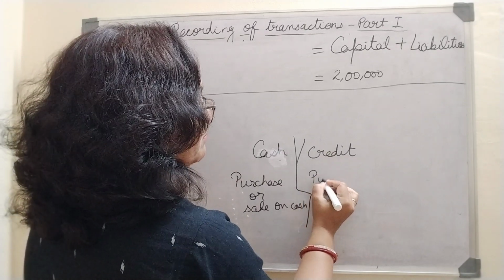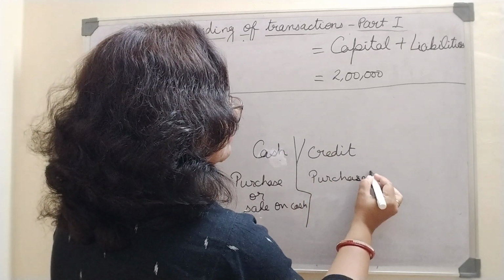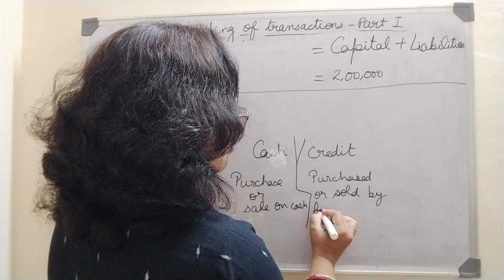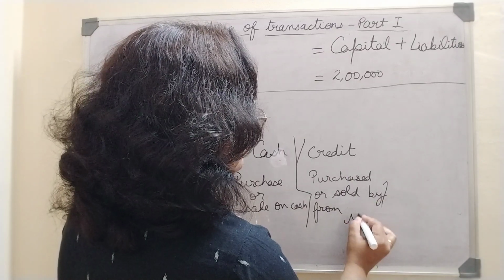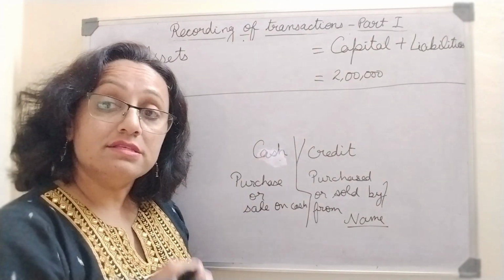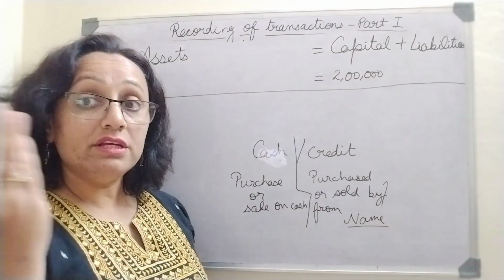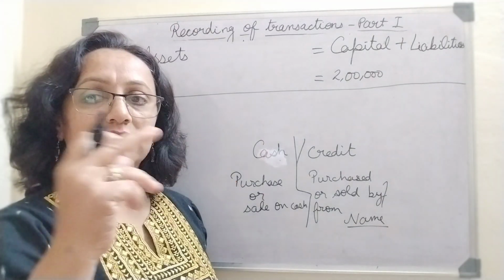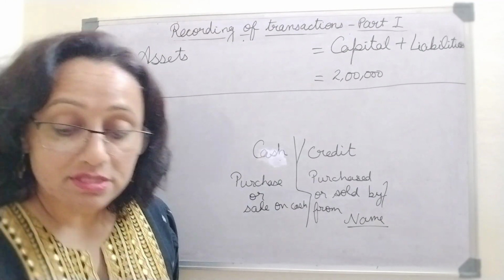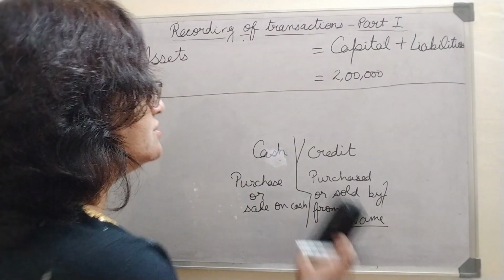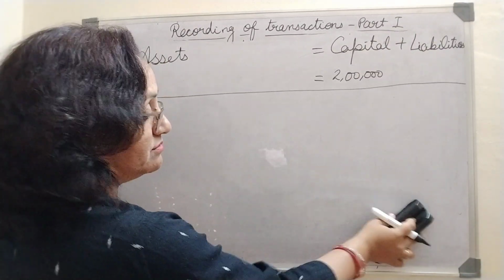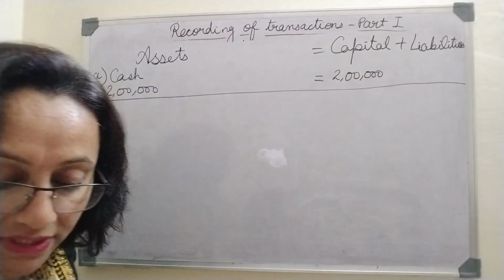Otherwise, purchased or sold by or from and name of a person is mentioned without the word cash, then we consider it as credit purchase or sale. Then what is affected? Two people, debtors, creditors, right? That depends on purchase or sale. I think it is clear to you. Now this transaction which is mentioned, although it has name of a person, but it is mentioned over there cash, right? So we will consider it as a cash transaction.